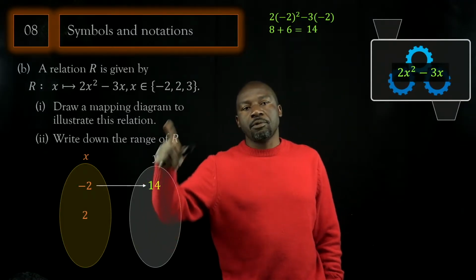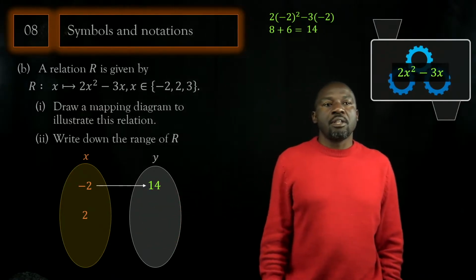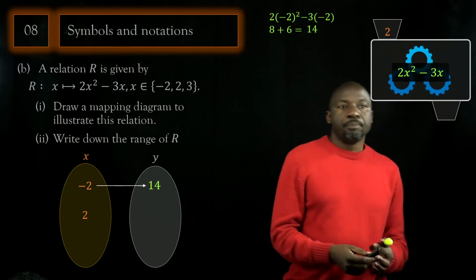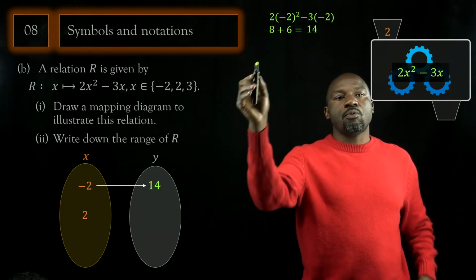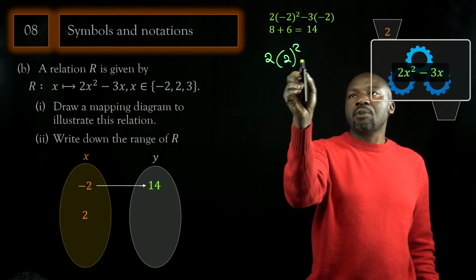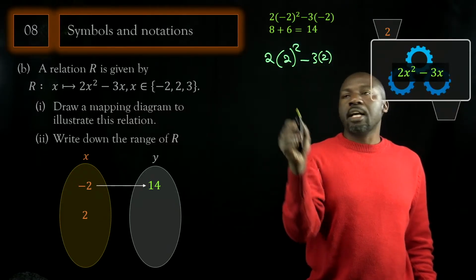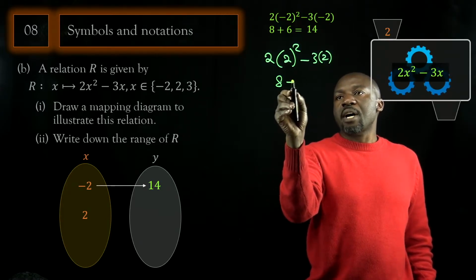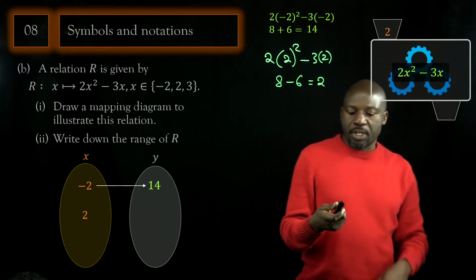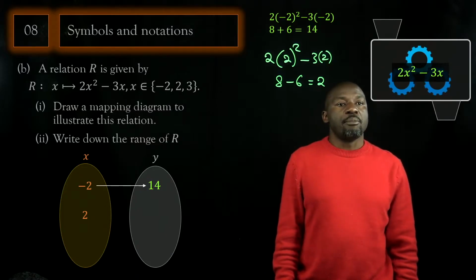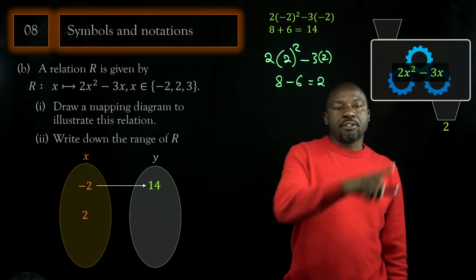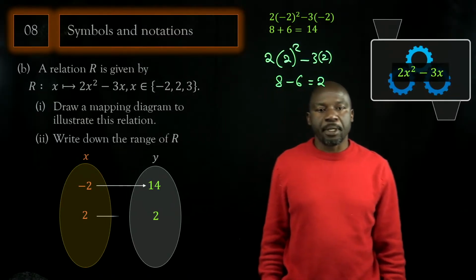Feed in 2, which is the next number there. So we have 2 times 2 squared, now x is 2, and we say minus 3 times 2. That gives me 8, but now minus 6. So I expect the result to be a 2. If we feed in 2, I expect that the machine will give me a 2 outside, and that 2 is what we put here and draw the mapping for it.